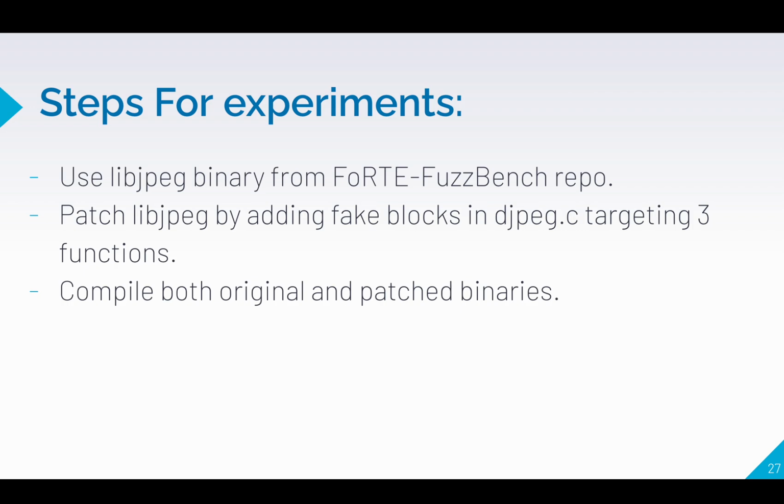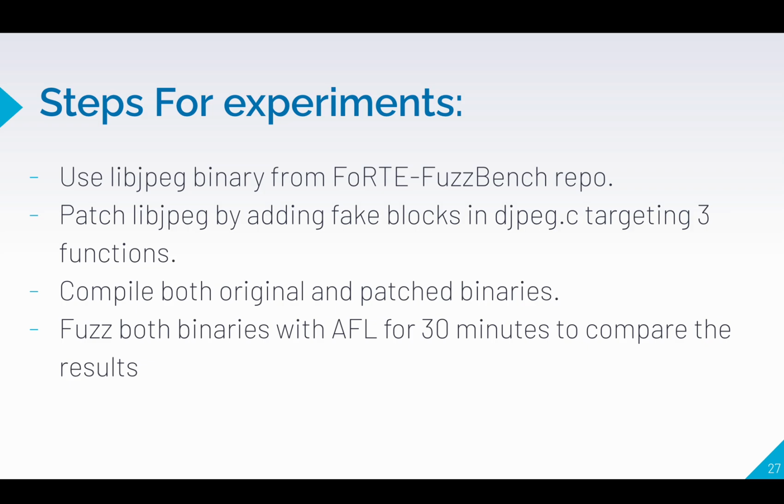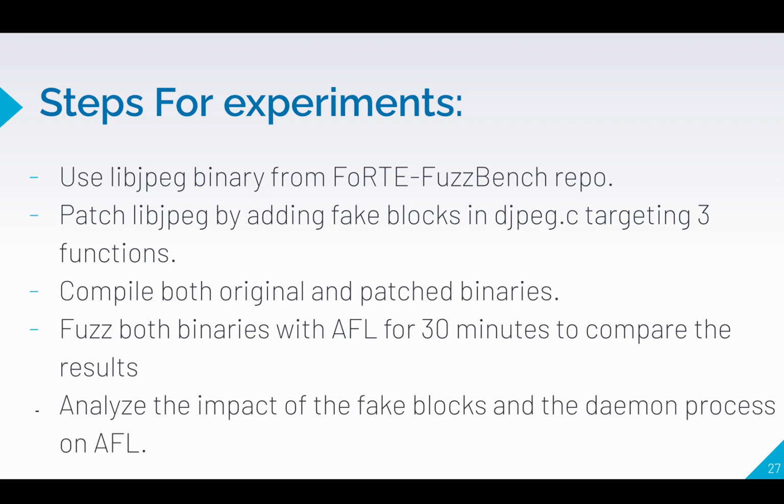Once we patch this file, we compile both the original and the patched binaries. The original binary is compiled before modifying the file. Then we perform the test on both the binaries with AFL. AFL is a very famous fuzzer, and AFL stands for American Fuzzy Loop. We run the fuzzer for about 30 minutes to compare the results on both the binaries. So yeah, let's jump into the demo.